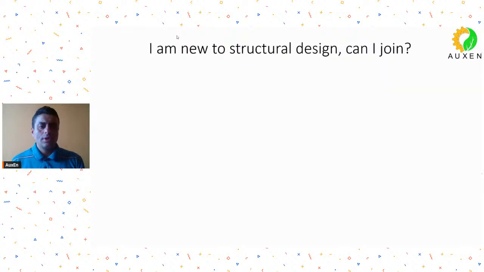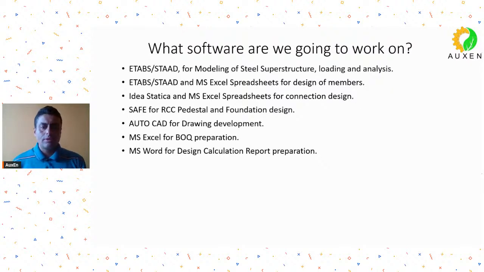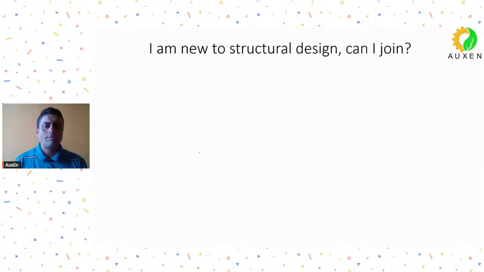As I told you, one of these two, ETABS or STAAD, for modeling and loading analysis. Then ETABS and STAAD and Excel spreadsheets for design of members, Idea Statica and Excel spreadsheets for connection design. We will be using SAFE for RCC pedestal and footing design. RCC pedestal actually we can do manually also. And then we will have discussion using AutoCAD for drawing development. We will use Excel spreadsheets for BOQ preparation and Word for design calculation and report preparation. So these are the software we are going to work on.